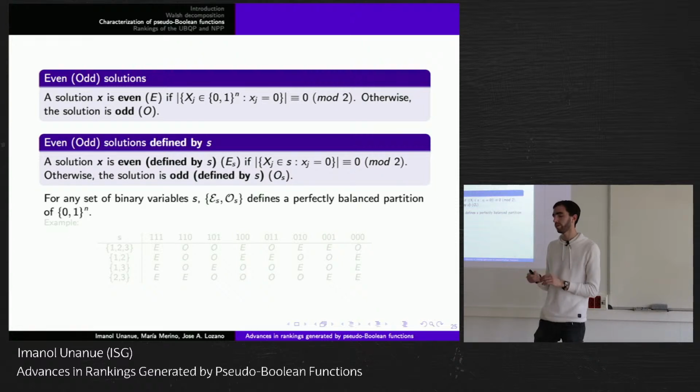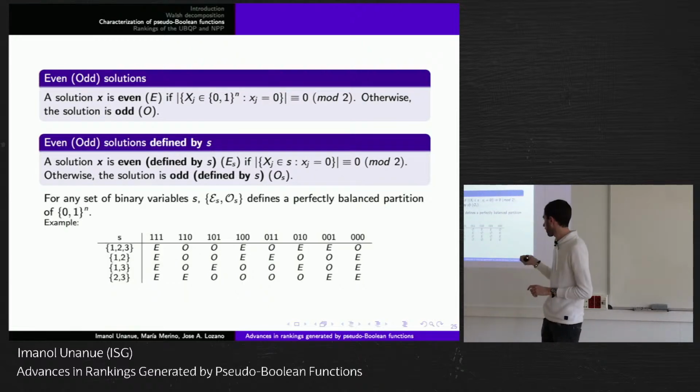For example, it has been mentioned that these two groups present a perfectly balanced partition. Perfectly balanced means that there are the same number of even and odd solutions for all the solutions of the search space. We have a little example in which we can calculate if a solution is even or odd according to a set of binary variables. For example, the solution 111 will always be even, whereas for the other cases they can change between even and odd according to the subset of binary variables.